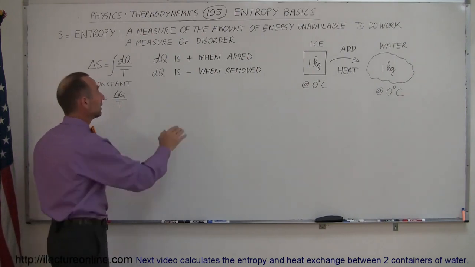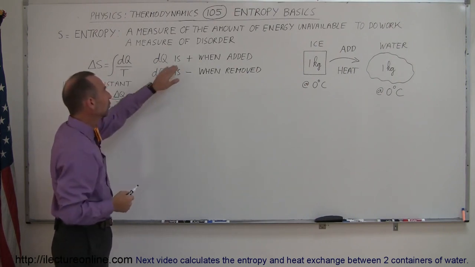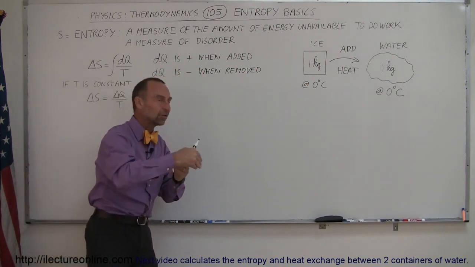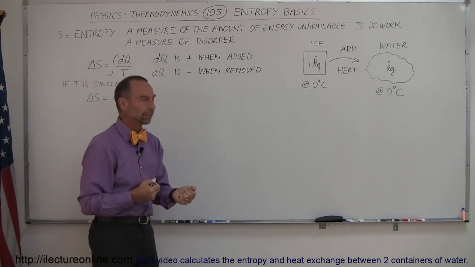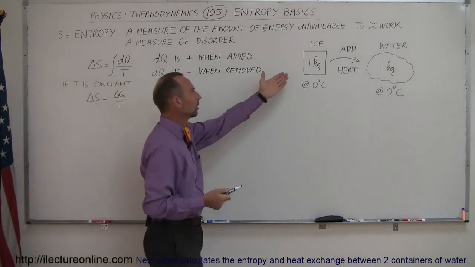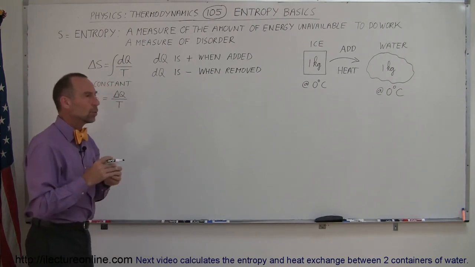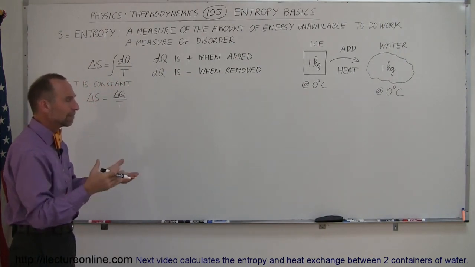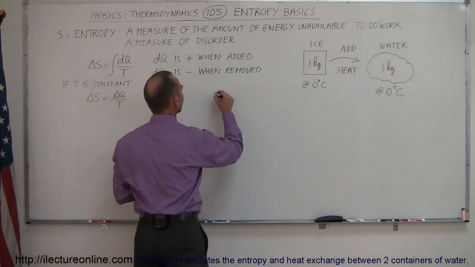Now be careful, dQ, which means the change in the heat, is positive when the heat is added to the object, and dQ is negative when it's removed from the object. All right, so let's do an example. Let's take 1 kilogram of ice converting to water. Now, when we make ice melt, we have to add heat to it. And how much heat do we add? Well, that is the delta Q.